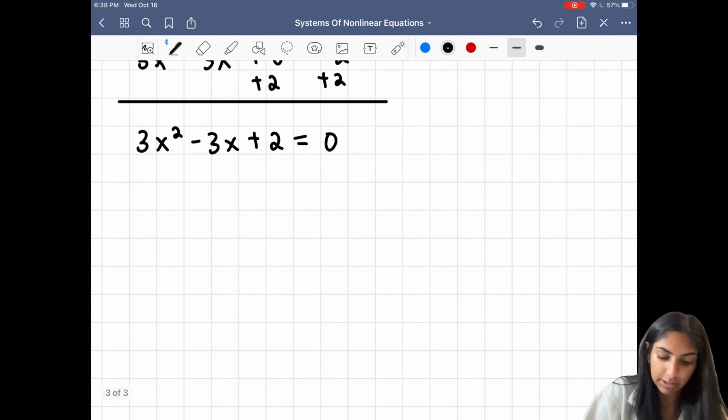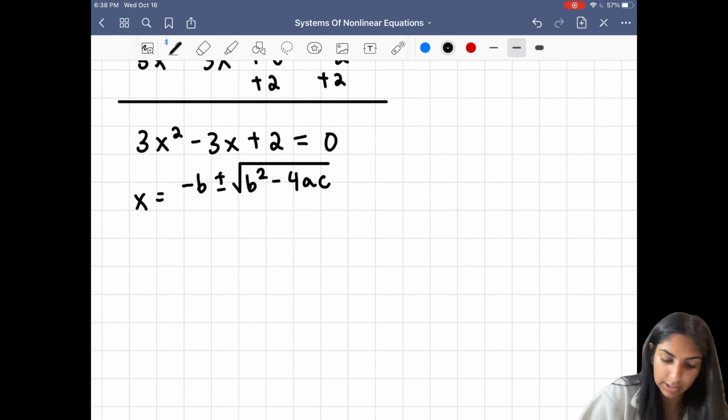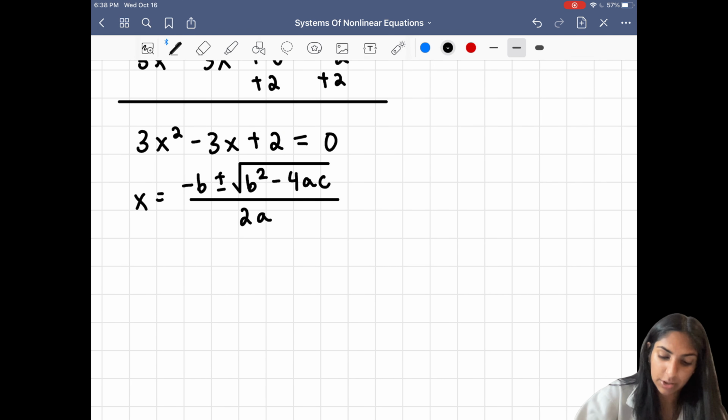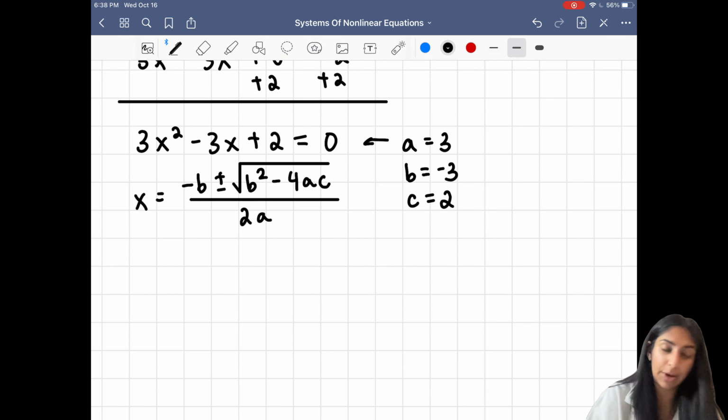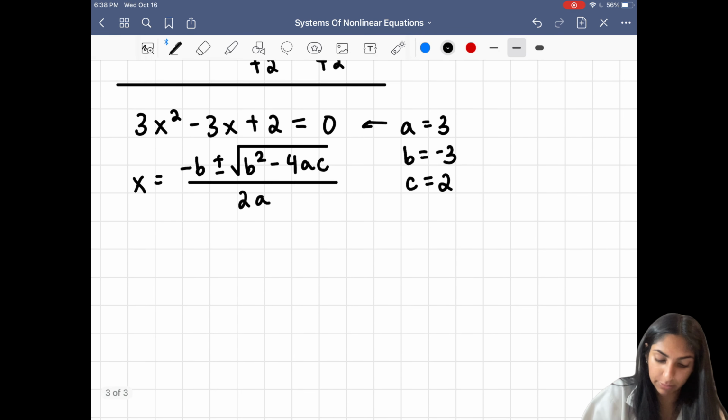The quadratic formula is just x is equal to negative b plus or minus the square root of b squared minus 4 times a times c all over 2a. So in this equation, a equals 3, b equals negative 3, and c equals 2. So now we can plug these numbers into the quadratic formula.